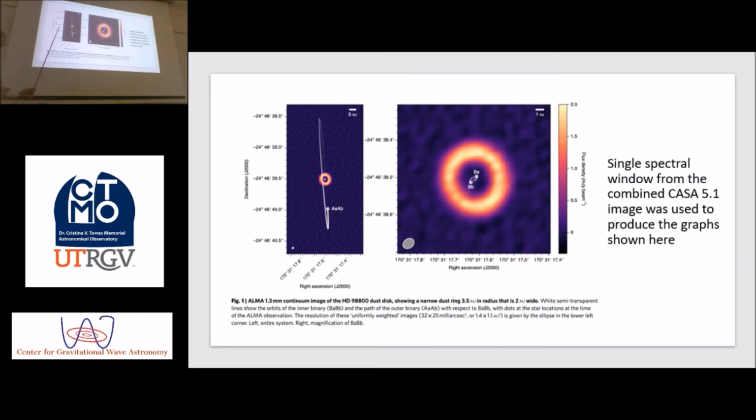This image is particularly interesting because in the next graph, you're going to be able to see that they identify the minimum radius and maximum radius of this dust disk. I'm not sure I specified that, but this is the image of the dust disk around binary B.